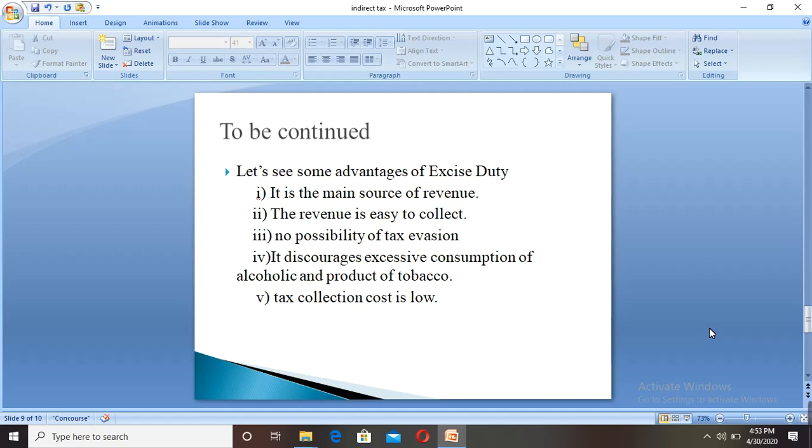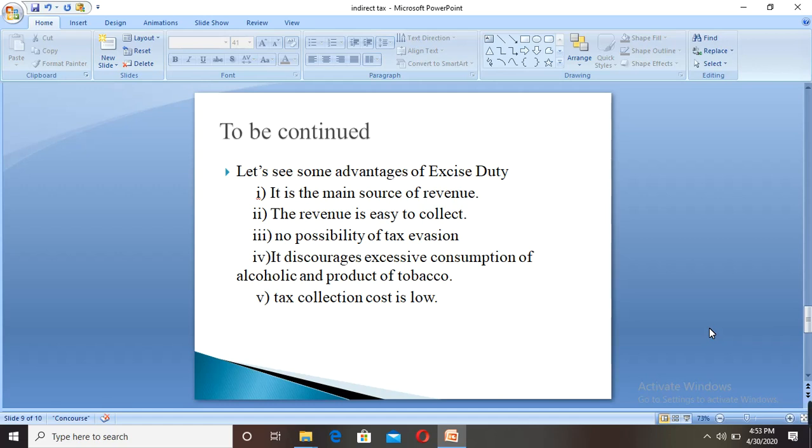It is the main source of revenue, and definitely government has set different norms and values to determine the amount of tax on the different products. So government collects a huge amount of money from excise duty, and that will be useful for the nation to spend in the different areas of economic dimensions. The revenue is easy to collect.